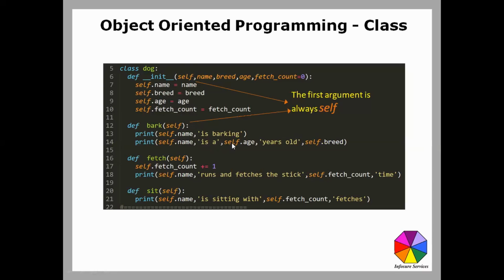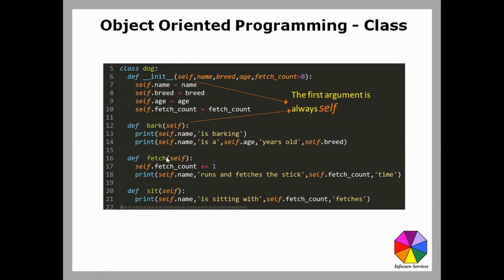Rover is 10 years old, breed could be a German Shepherd, like that. Fetch, I'm incrementing the fetch count here. Fetch is a function which increments the fetch count. The fetch count is one of the properties, and it's the number of times the dog has gone and fetched the stick. Okay, so fetch count plus equal to 1.